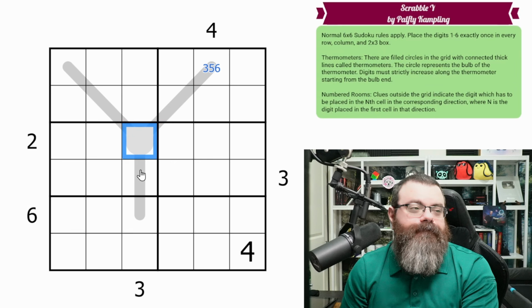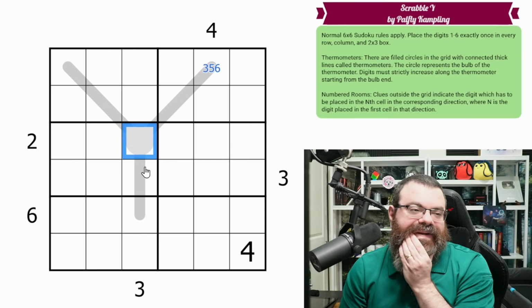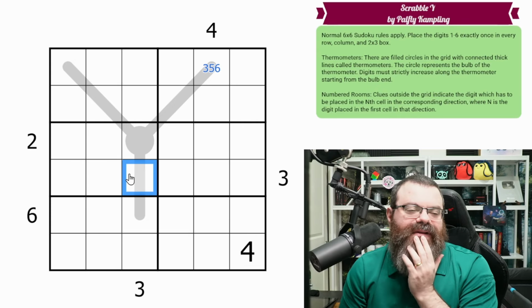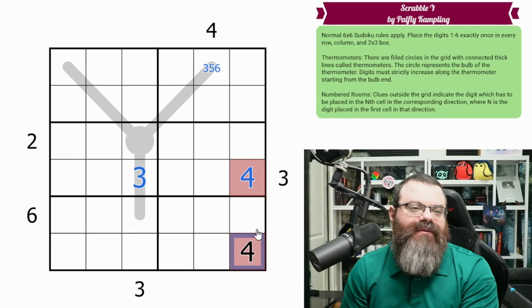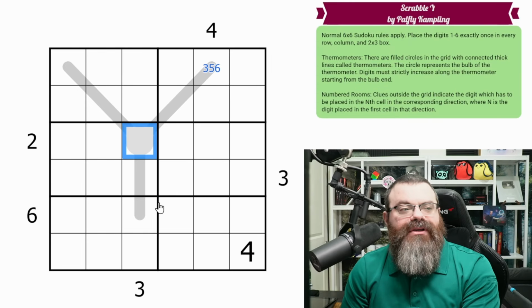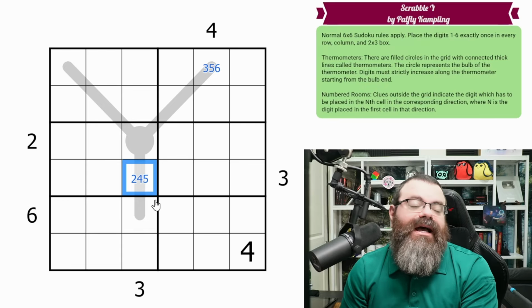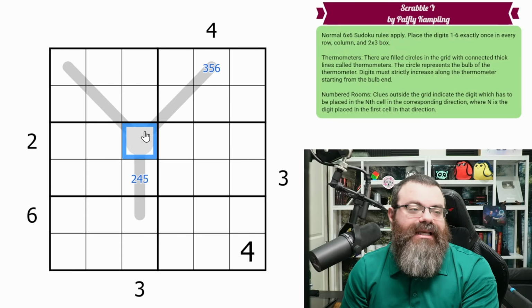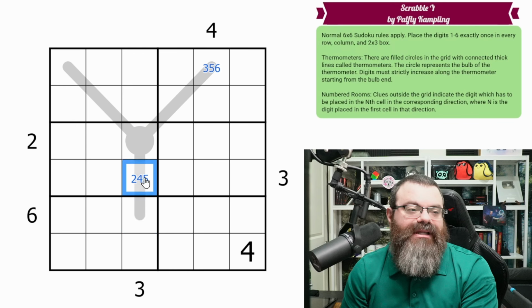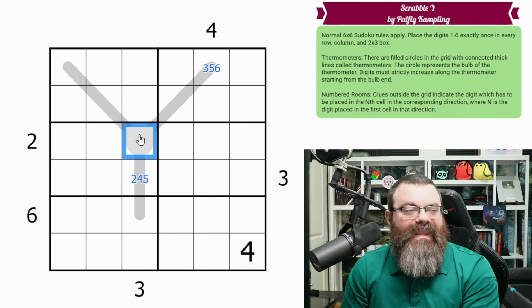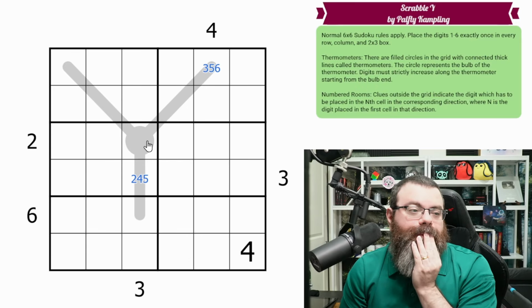What else can I do here? I noticed that this isn't 3. I don't know how helpful that is, but if this was 3, this would have to be a 4, and that doesn't work. So we could go 1, 2, 3, though. So this could be 2, 4, or 5, essentially. It can't be 1 because this has to be smaller than it, and it can't be 6 because it has to be bigger than it, and then 3 is out because of the numbered room clue. If this was a 2, this would be a 3. That doesn't seem to really matter, does it?